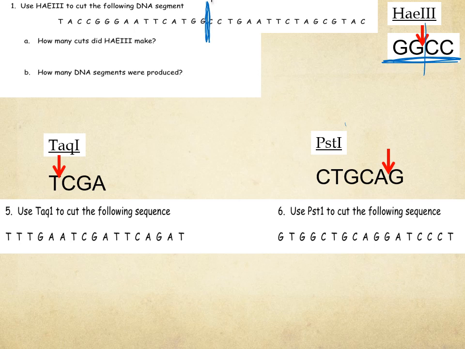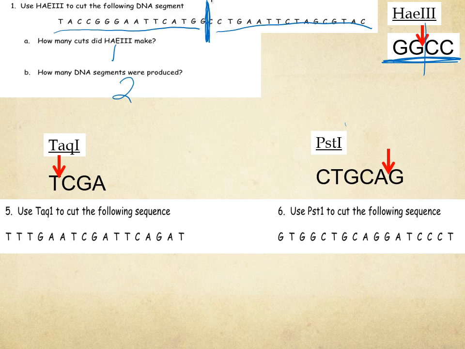So first question says, how many cuts did HEY3 make? And that's going to be just the one. How many DNA segments were produced? And we can now see 2. It cut this one piece right in the middle here. So you have one piece over here and another piece over here. Those 2 pieces just separate like you're cutting anything in half.